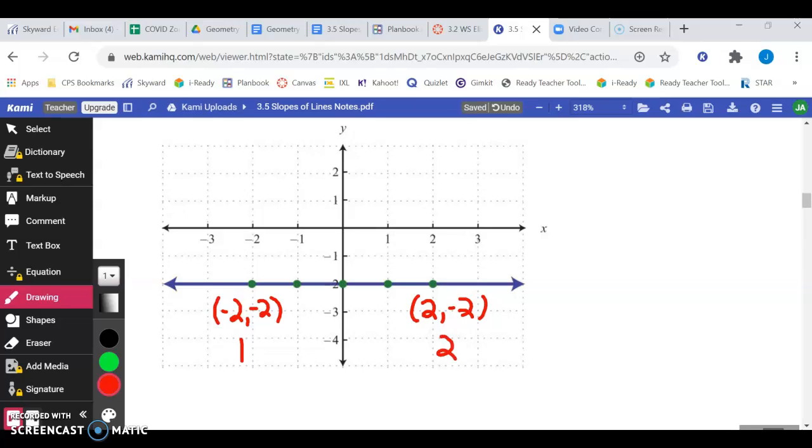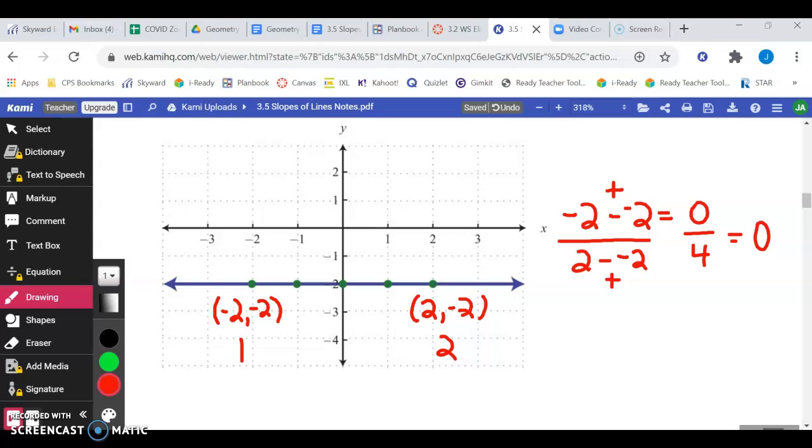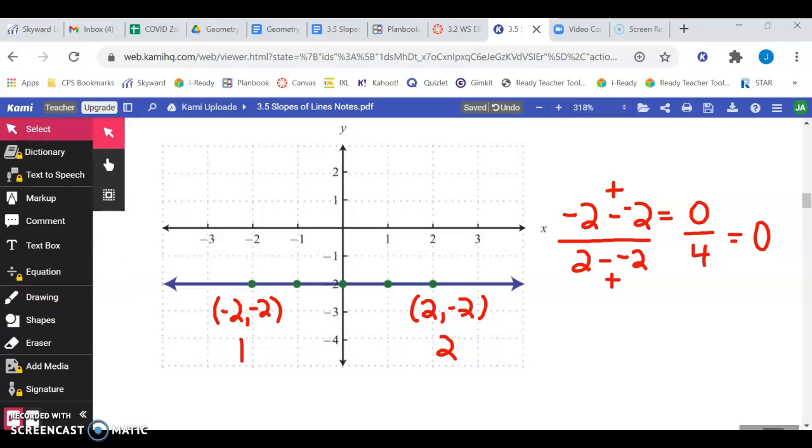So y out of my second point is negative 2 minus y out of my first is negative 2. So that's going to turn into a plus. Minus a negative is plus. So negative 2 plus 2 is going to give me 0. On the bottom, x for my second point is 2 minus x for my first is negative 2. So that's going to turn into a plus as well. So I have 2 plus 2, that's 4. 0 divided by 4 is going to be 0. So the slope of a horizontal line is always going to be 0.